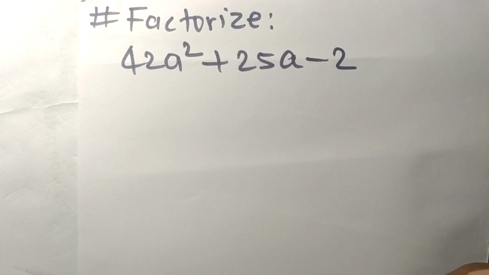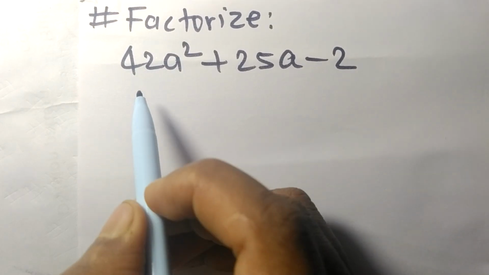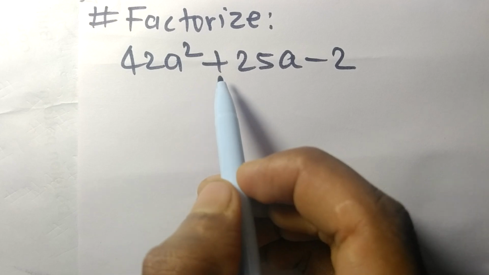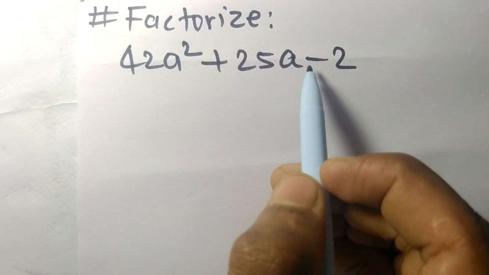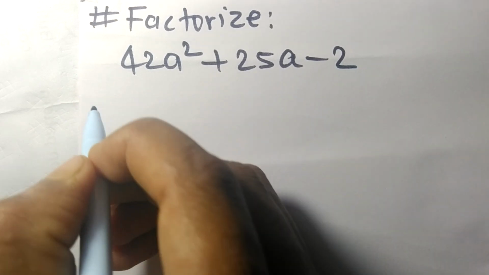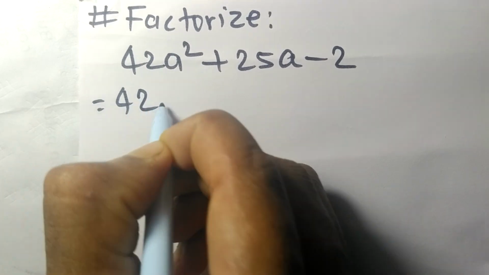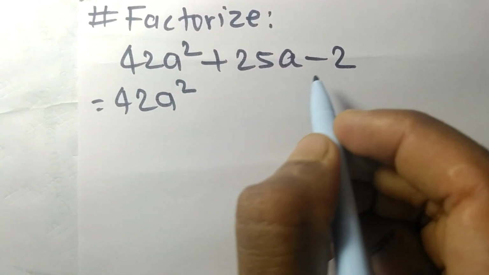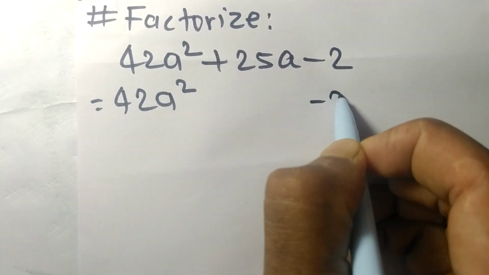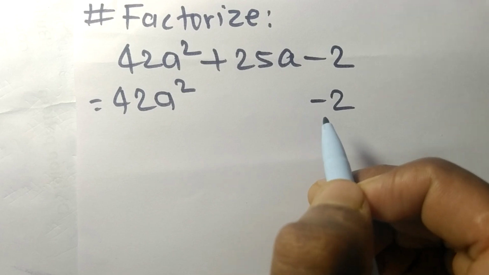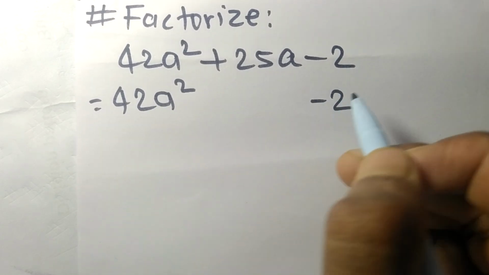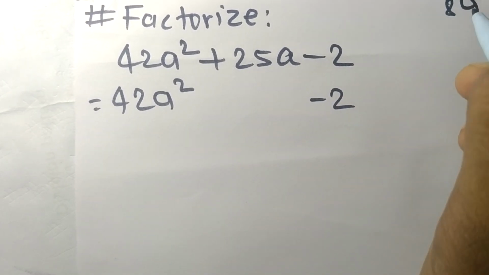So today in this video we shall factorize 42a² + 25a − 2. So first expression 42a² and the last expression −2. Both are the same, and 42 times 2 means 84.